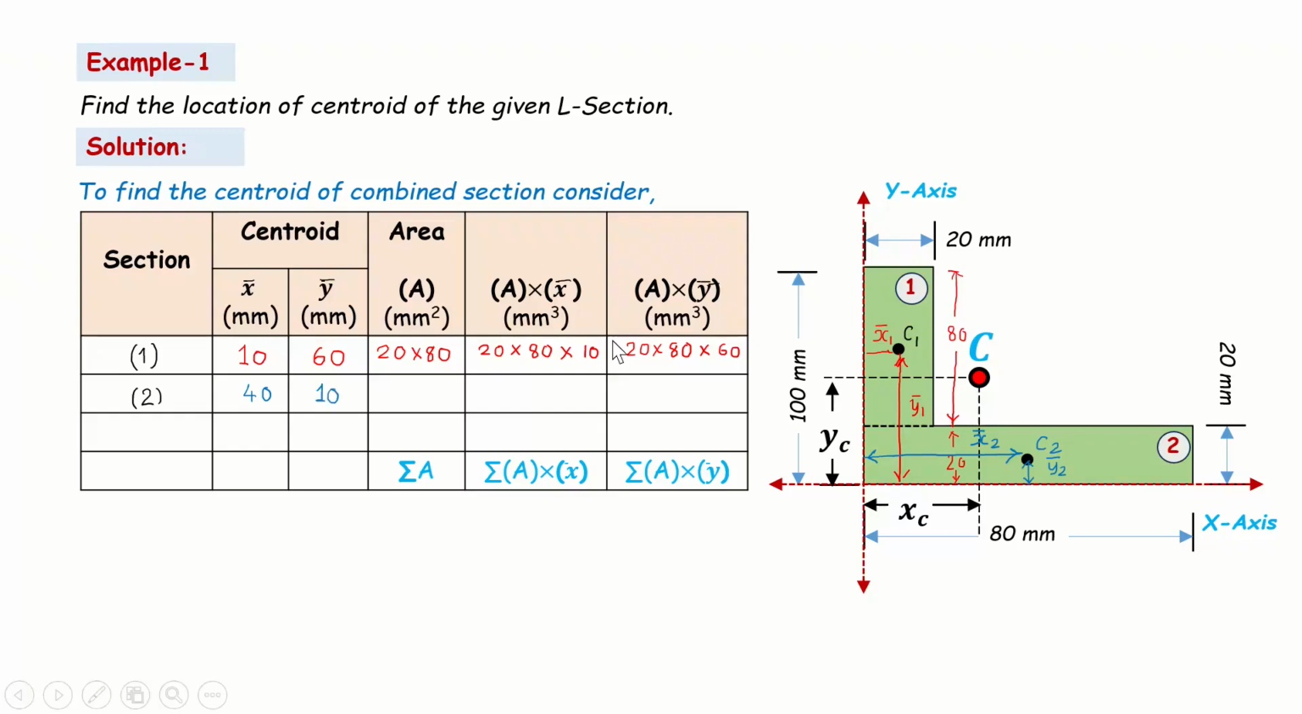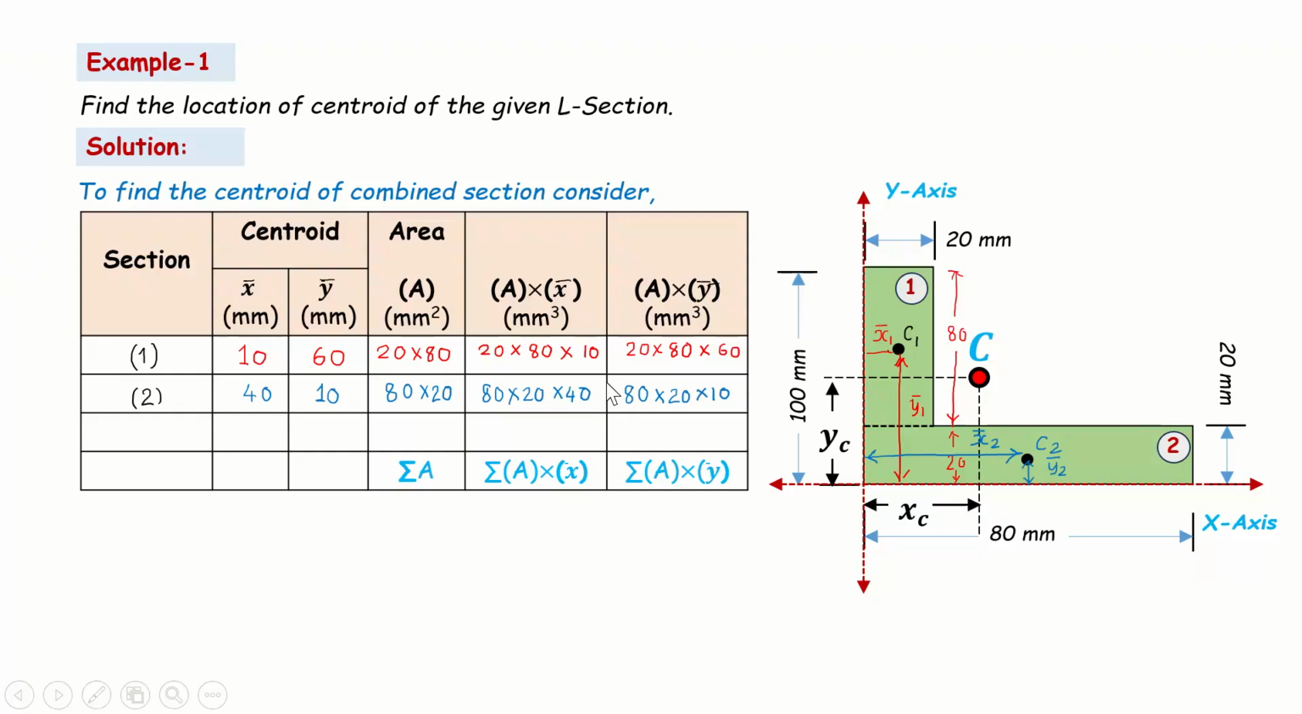Now if you look at the area of the second section, the length is 80 and height is 20, so 80 into 20 again. Now we want to find A into x bar. So 80 into 20 into x bar, which is 40: 80 into 20 into 40. And similarly, A into y bar: 80 into 20 is the area, and y bar is 10. So 80 into 20 into 10, friends. Okay, so now we have got the data required for us.